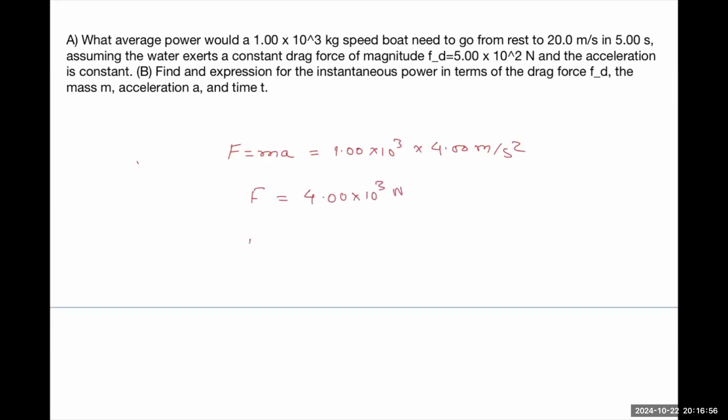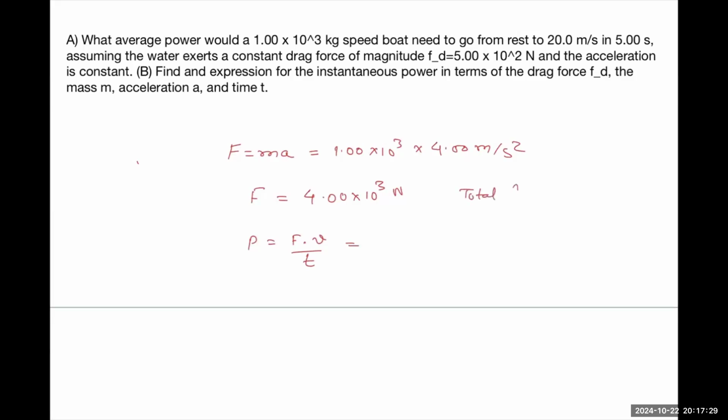And then you have to find power. You did force times velocity. Acceleration plus 5.00 times 10 to the 2 Newton. I didn't get it, sorry. And the total force, I found the total force. What is your total force?